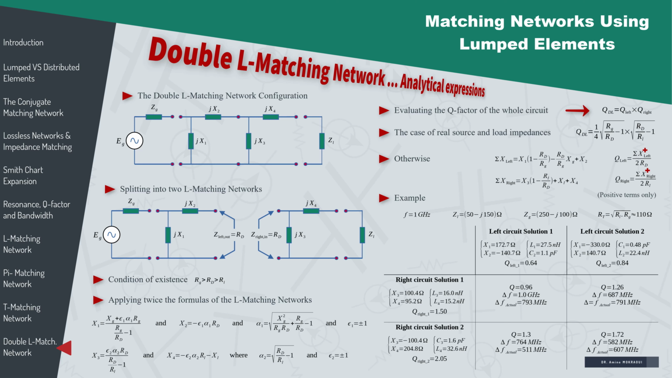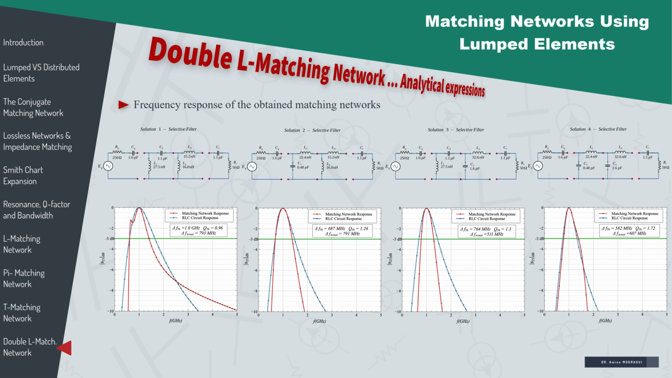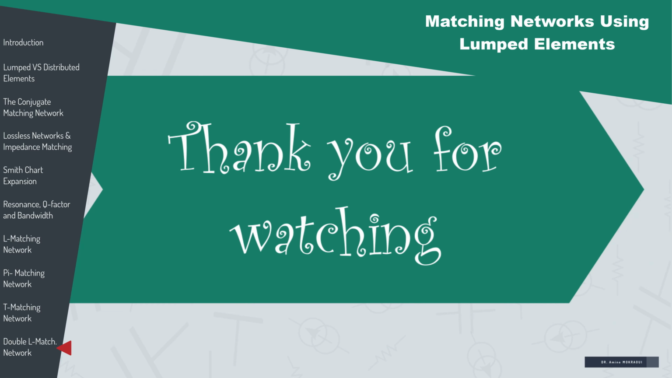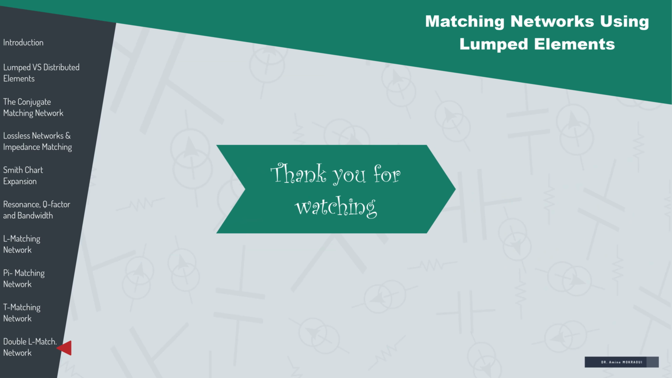All solutions exhibit selective behavior with an average bandwidth greater than that of the previous impedance matching solutions. To find these solutions thanks to the Smith chart, it suffices to apply twice the method that was shown for the L matching network. This ends this video, hoping you enjoyed it.